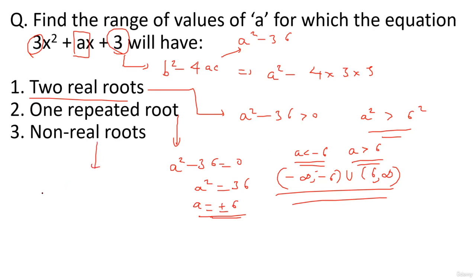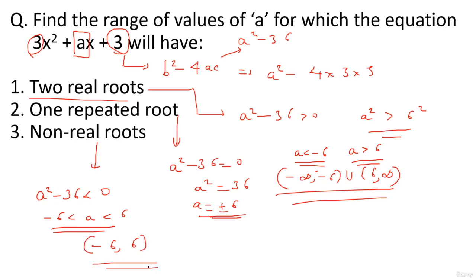Third question, non-real roots. The roots are non-real when the discriminant is less than 0. So if a² − 36 is less than 0, a² should be less than 36. That means a is lying between −6 and 6, both non-inclusive. In functions, the more sophisticated way of writing this is (−6, 6).